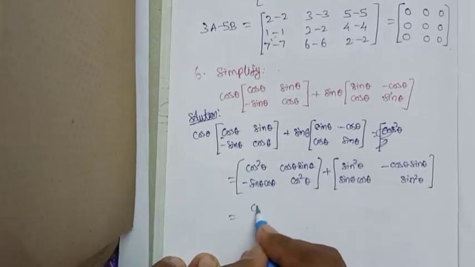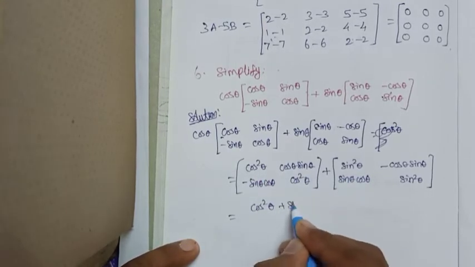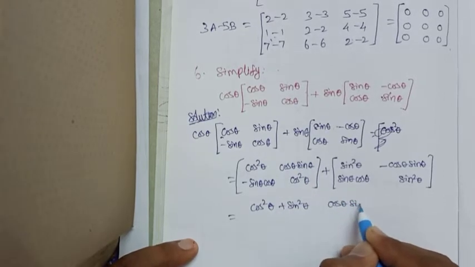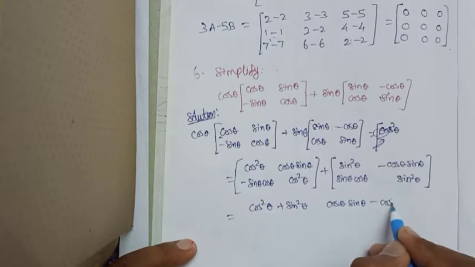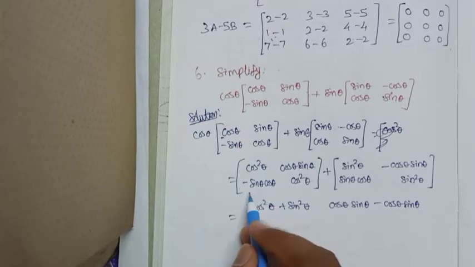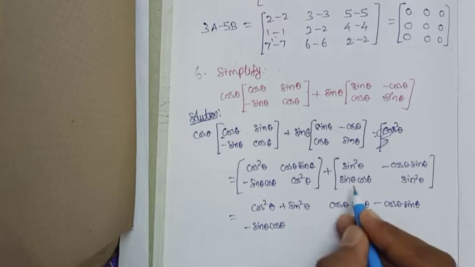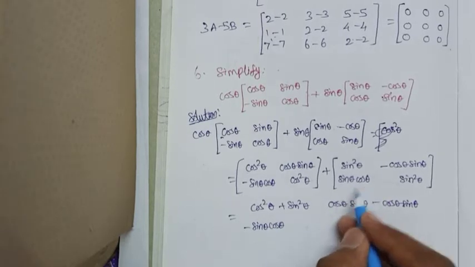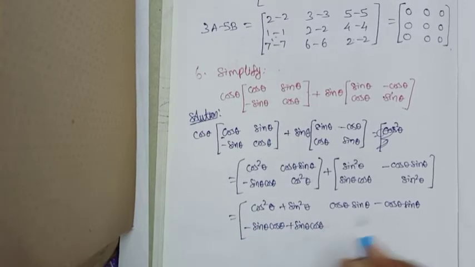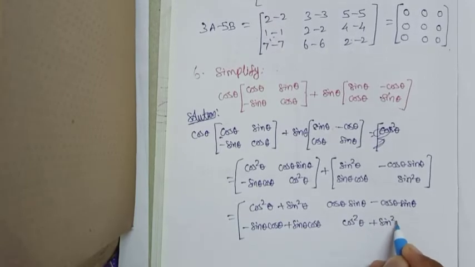So cos square theta, the corresponding elements only have to be added. So cos square theta plus sin square theta, and here cos theta sin theta minus cos theta sin theta, and this element, that is 2 1, second row first column element, that is minus sin theta cos theta. Here the 2 1 element, second row first column element, is plus sin theta cos theta, and cos square theta plus sin square theta.